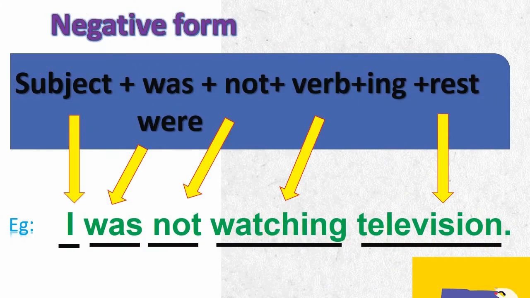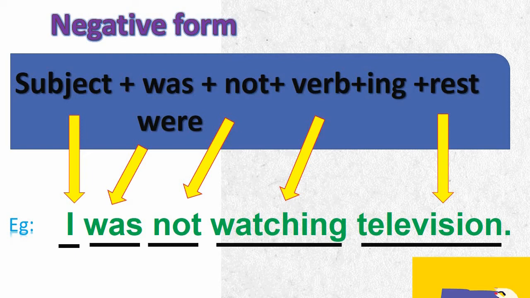Now, let's move to the negative form. Same structure, but we have to use not in the middle of the structure. Right? Subject, was or were, not, verb plus ing, rest. Keep in mind, you have to use not after was or were. So, if we use contracted form, we can say wasn't or weren't.